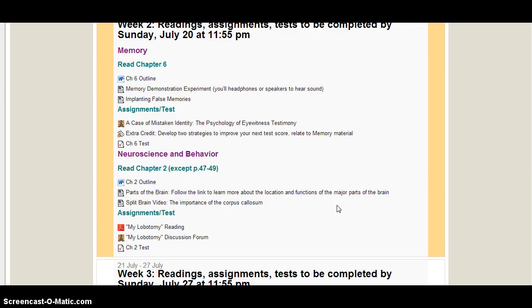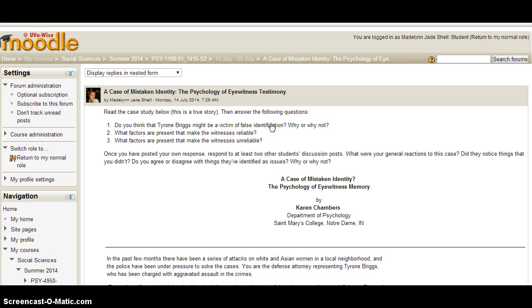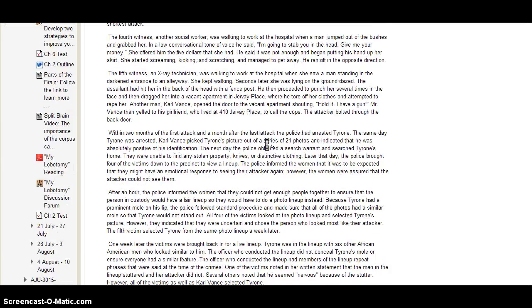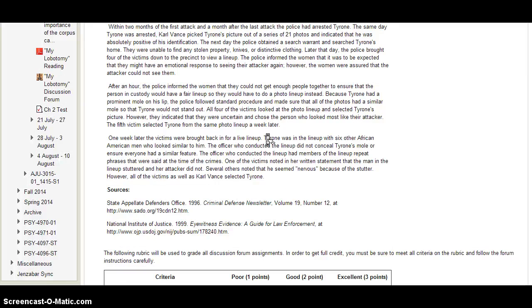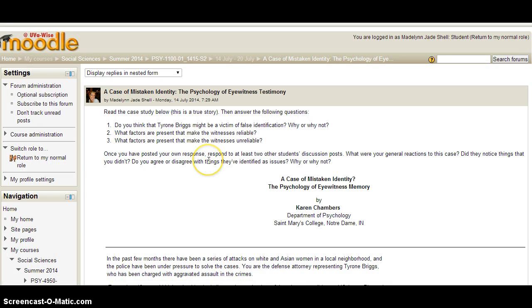For this coming week, for week 2, we're going to start on the chapter on memory. I've posted a few videos and demonstrations to help you get some hands-on experience with these things. Then for your assignment, you'll do a discussion forum about a real-life example of eyewitness testimony. So a real-life application of what you've learned. I've got a few questions that you need to answer. Here's the description of the case. And then at the bottom, I have the grading rubric that you will be graded on. Don't forget that after you answer each of the questions, you also need to go back and respond to at least 2 other people's posts.